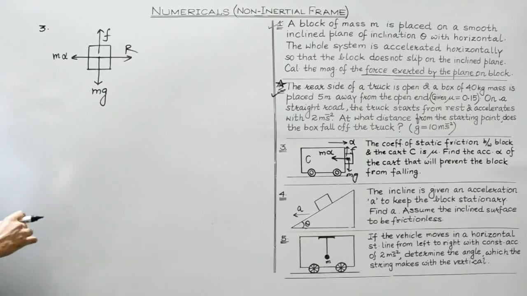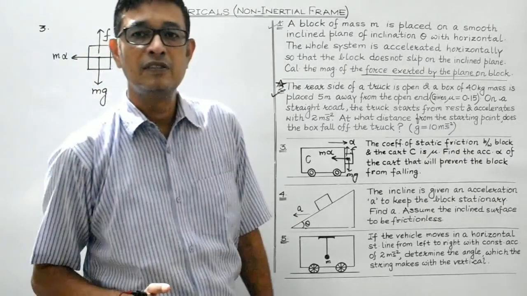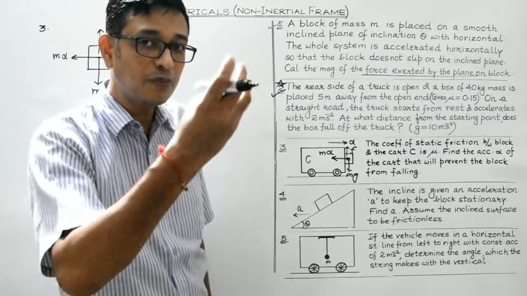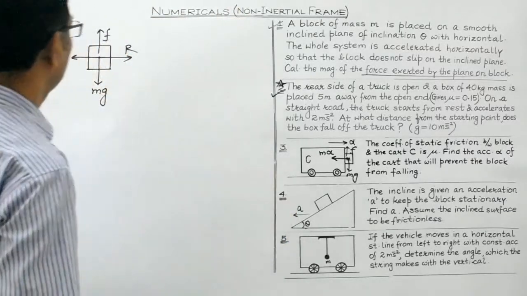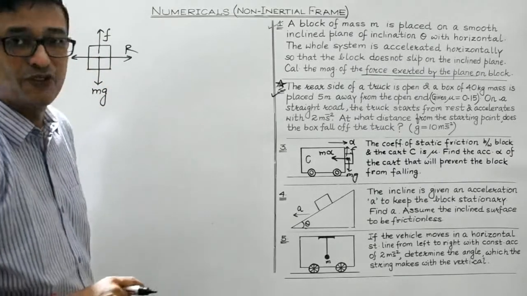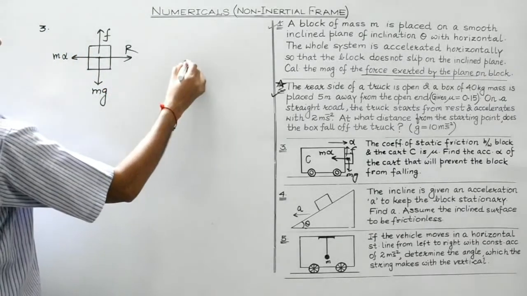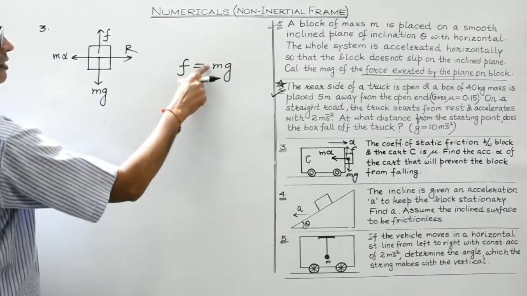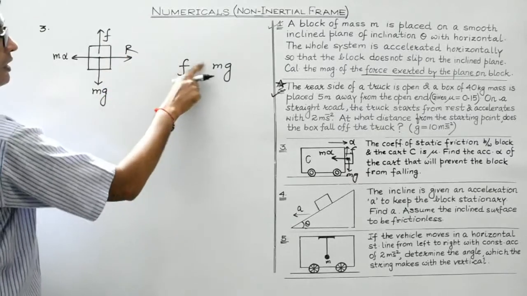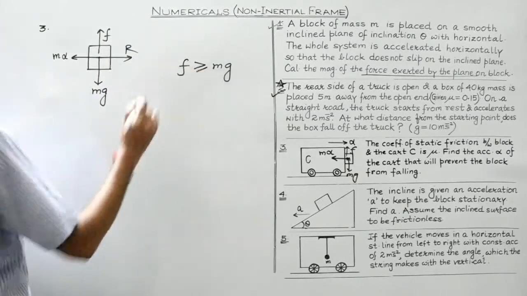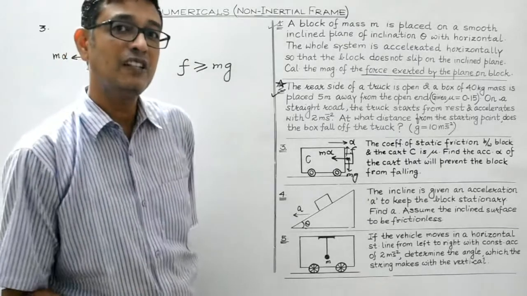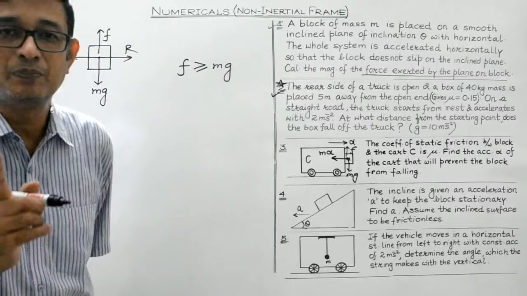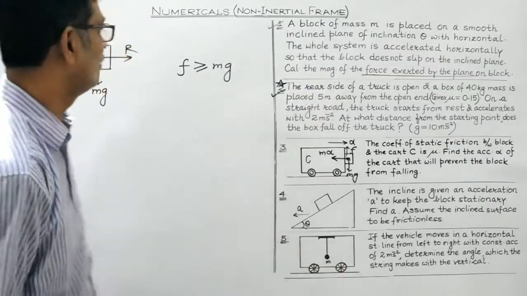Now students, look, for the block, if we want to prevent the block from slipping or from falling down, it must be under the influence of balanced forces, right? So F must be equal to mg, or rather we can say F must be greater than or equal to mg. Force of friction must be greater than the weight of the block. It is only then that we can prevent the block from falling down, right?